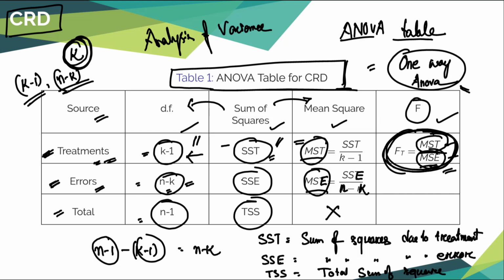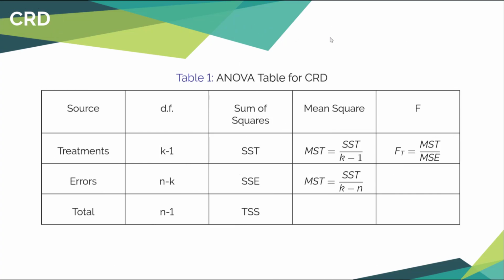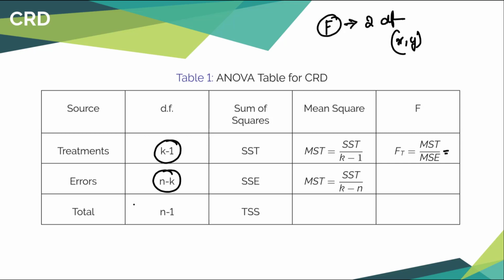So for F, we need 2 degrees of freedom to find the tabulated value. It's like an x comma y type, a pair of degrees of freedom. So here the pair of degrees of freedom will be k minus 1, comma, n minus k. Okay, let me get back and solve an example for CRD.